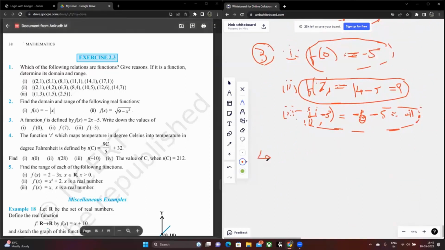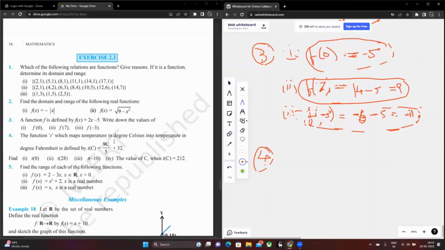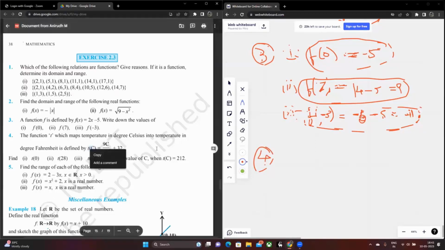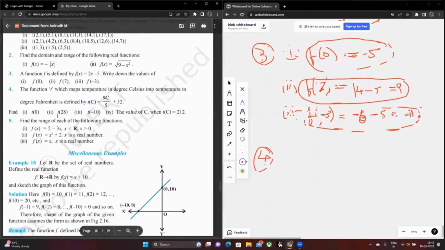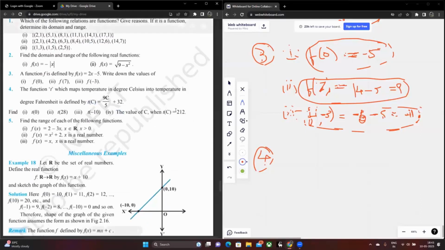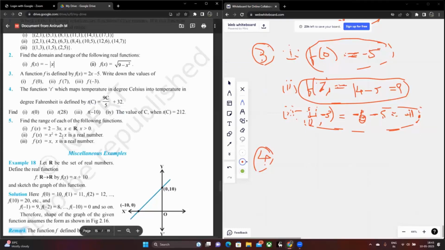3 is done. Going to question number 4. The function T, which maps temperature in degrees Celsius to temperature in degrees Fahrenheit, is defined by T of c is 9c by 5 plus 32. Elementary relation. And you are asked to find out the values of T of 0, T of 28, T of minus 10, and the inverse of 2 and 2. So first of all, you are given T of 0, which is just substituting 0 in place of c, that is 32.